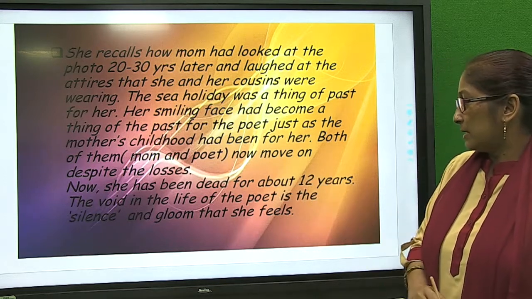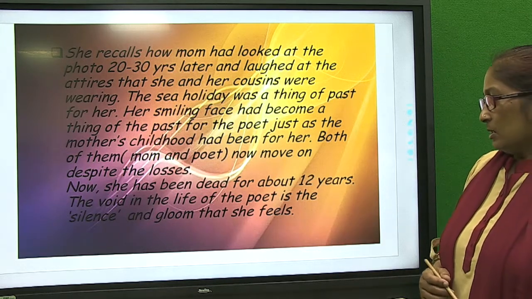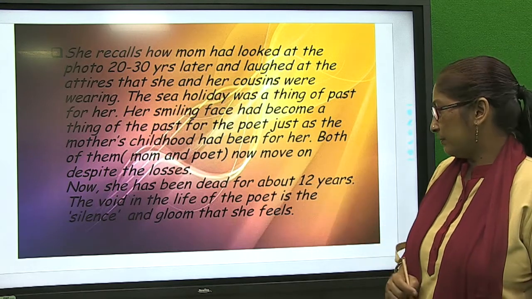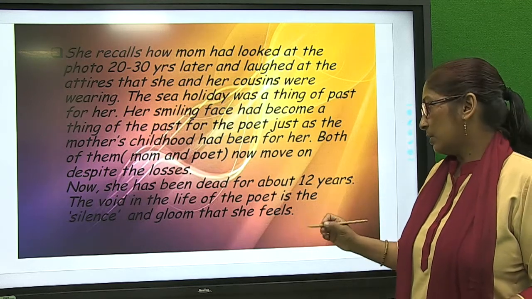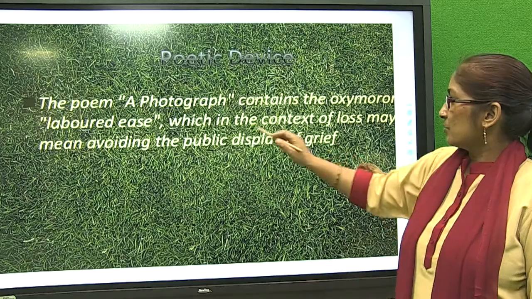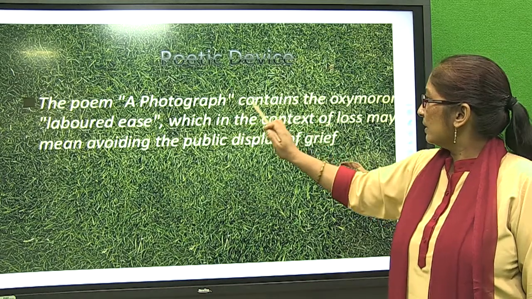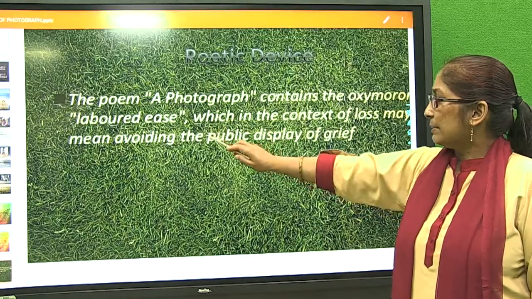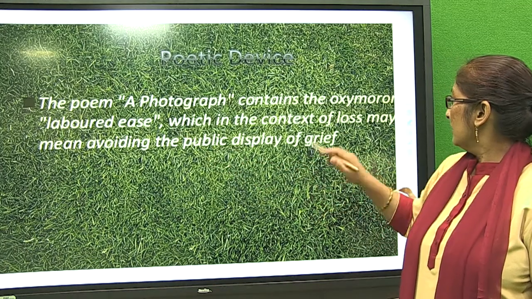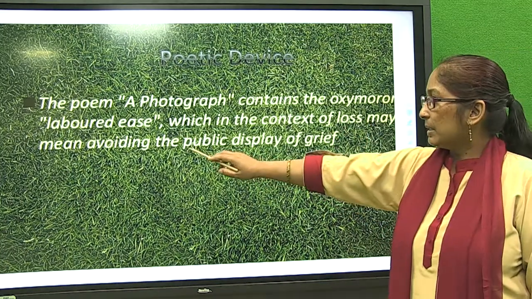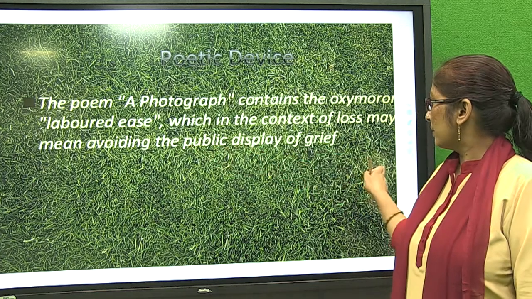So now she has been gone for about 12 years. The void in the life of the poet is the silence and gloom that she feels. So which figure of speech is used in the line? Oxymoron, "laboured ease", which in this context may mean avoiding the public display of grief.